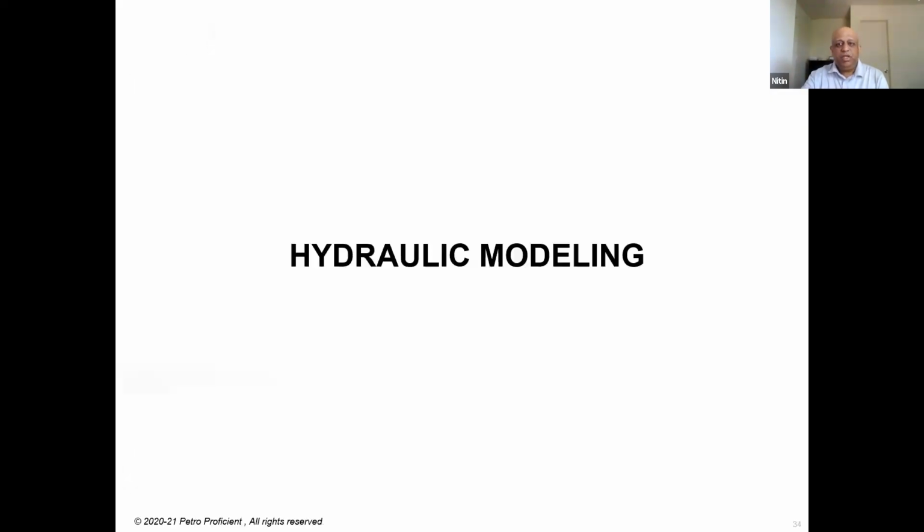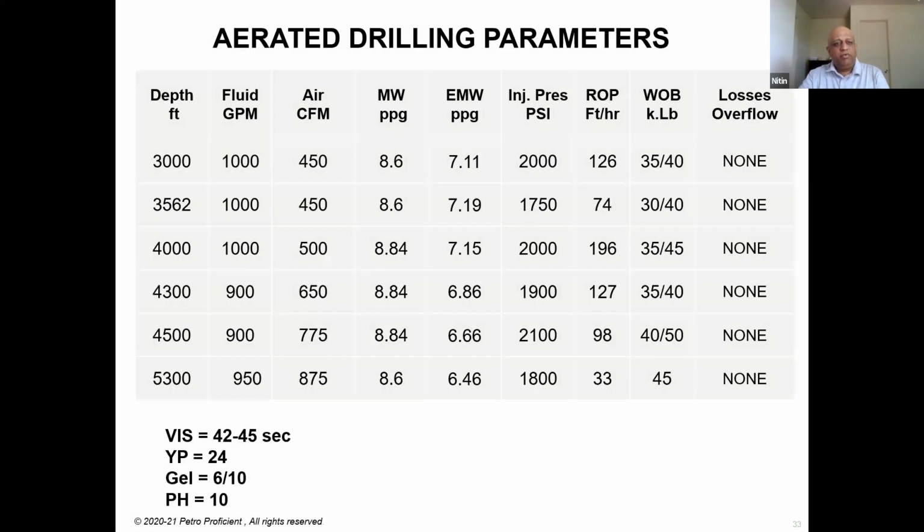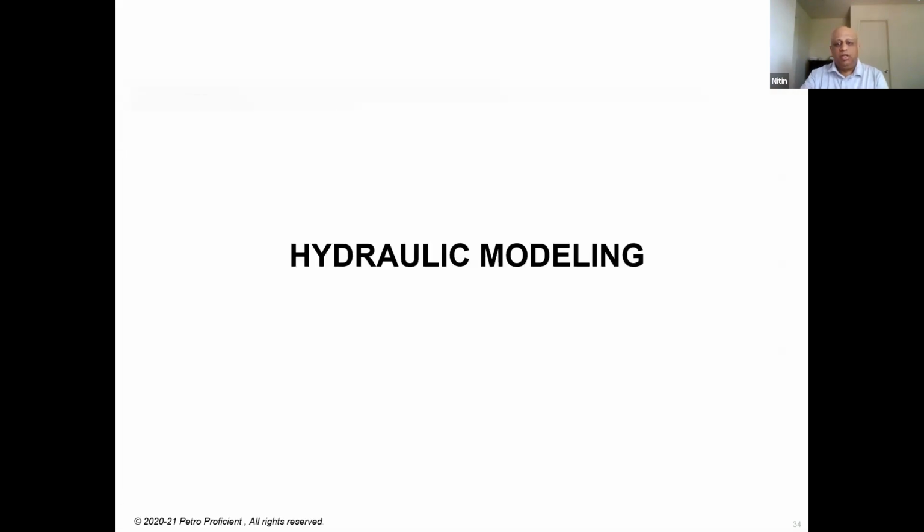Now, what do we need to do before we start the actual drilling operation? We need to do hydraulic modeling. So let's go back to the previous chart. Where are these rates coming from? CFM. How did we start with 450? How did we start with 1,000 at a particular depth? And how was this increased gradually? Where did these numbers come from? These numbers were decided with the help of hydraulic modeling.